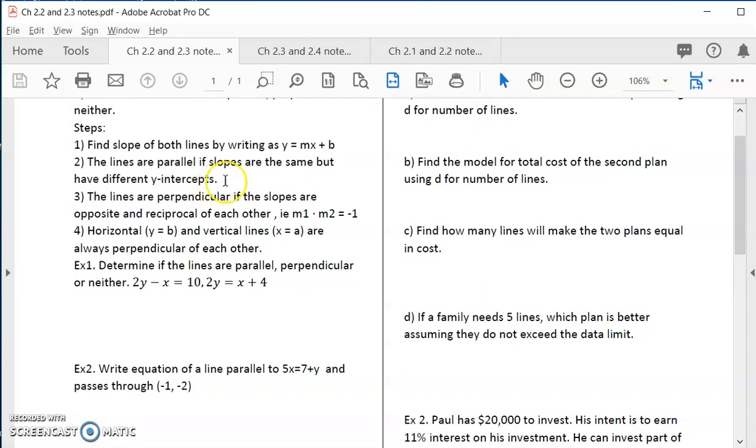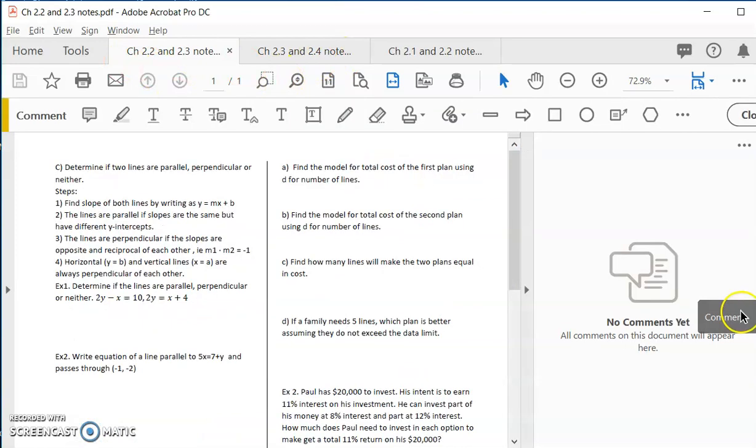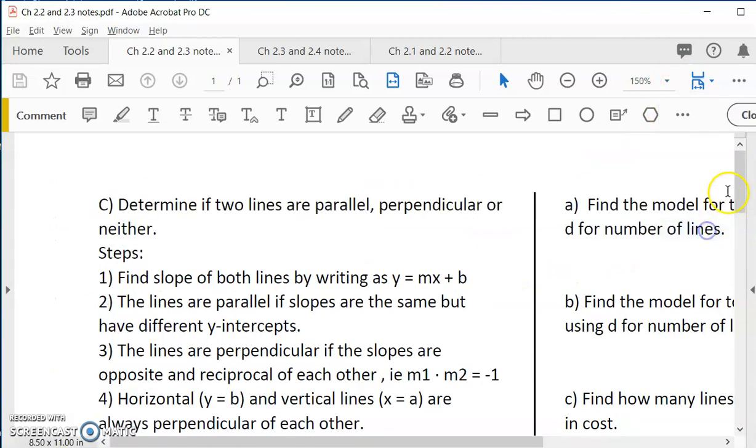One way is you can graph them. Perpendicular means they form 90 degrees with each other, but sometimes you're not 100% sure. Parallel lines are the ones that have the same slope and never intersect. So parallel means same slope. If they have the same slope but different y-intercept, they will go on forever but never intersect. So that's parallel.